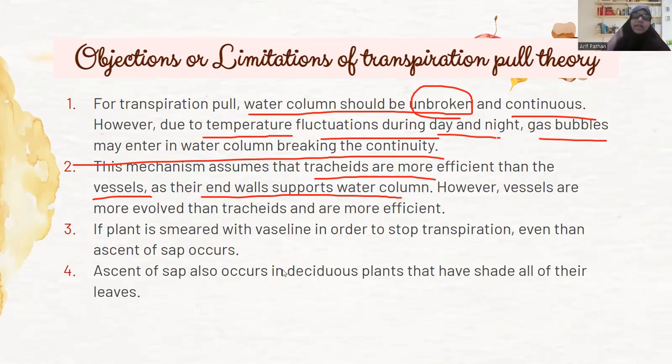Ascent of sap, that is the translocation of water, also occurs in deciduous plants that have shed all of their leaves. These are the plants which mostly require a lesser amount of sunlight.